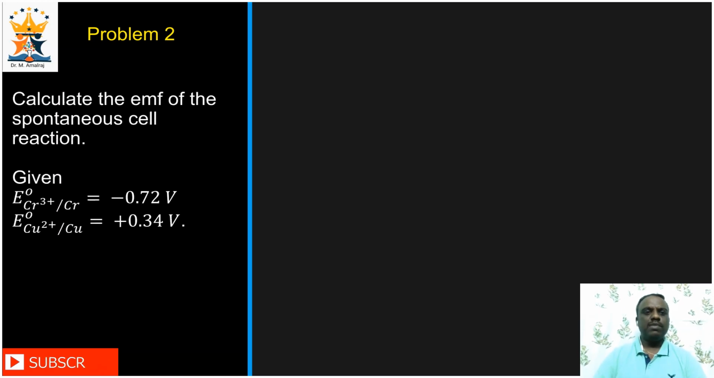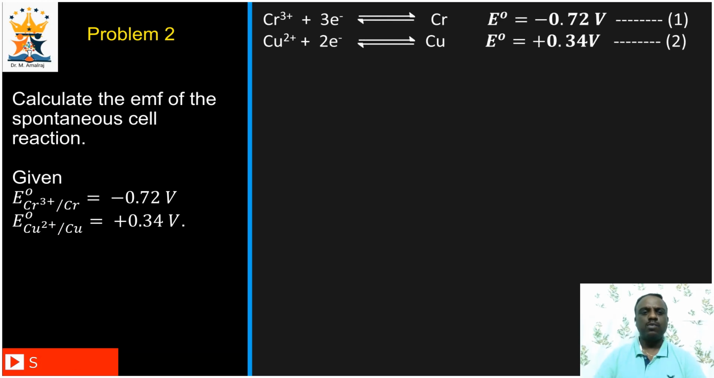Let us work out one more problem. Calculate the EMF of the spontaneous cell reaction. The reduction potentials of Cr3+ to Cr as well as copper 2+ to copper are given. Similar to the last problem, let us first write the reduction half cell reaction for both the redox couples. Here for the reduction of Cr3+ to Cr, it needs 3 electrons, and for the reduction of copper 2+ to copper, it needs 2 electrons.